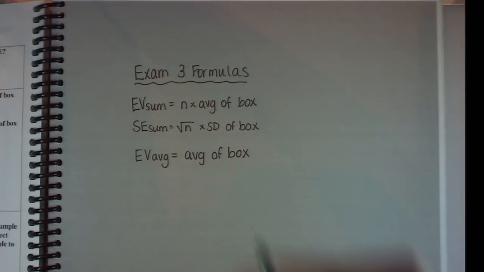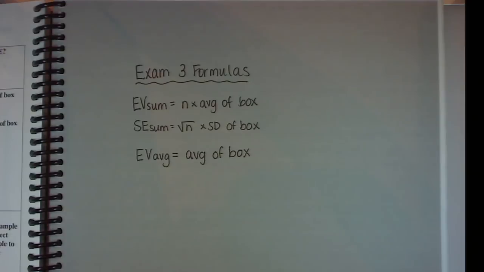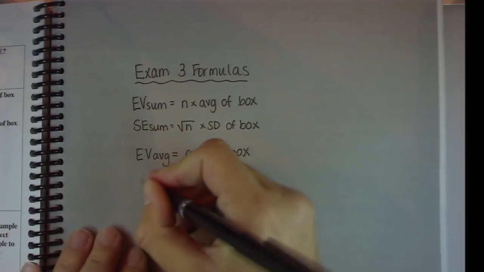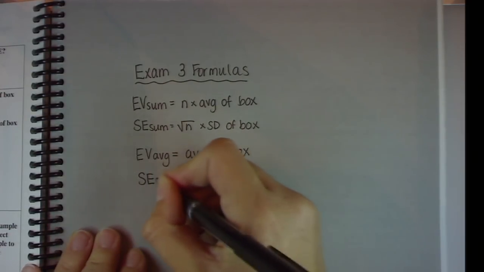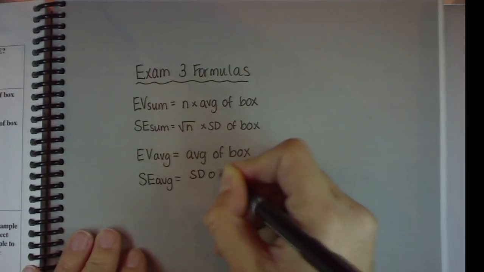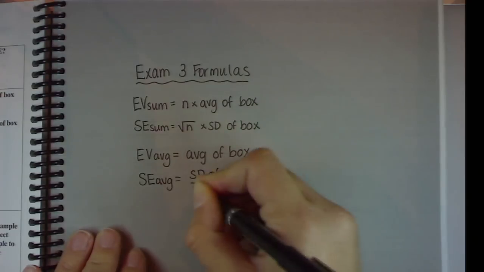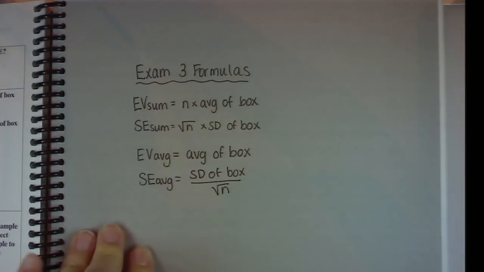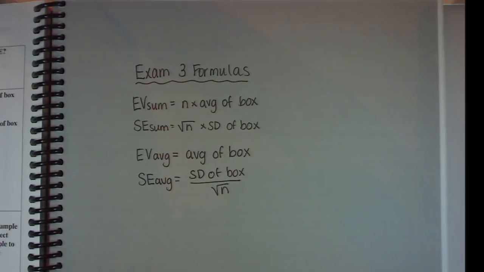Okay, so anyway, let's finish these. So expected value of the average, we just have to remember it's the average, not anything too complicated. And then the standard error for the average is like the standard error for the sum, but it's the SD of the box divided by the square root of n. So a little bit different, but still has SD, still has square root of n.